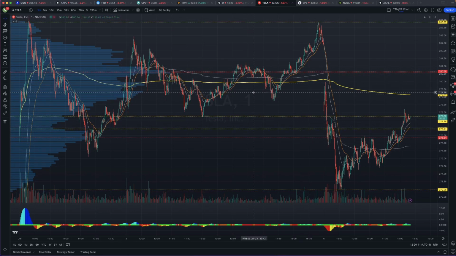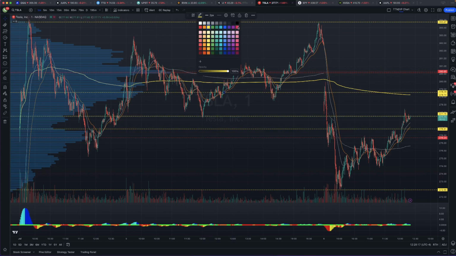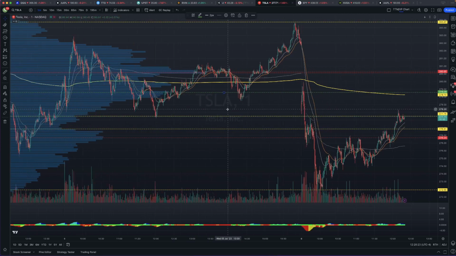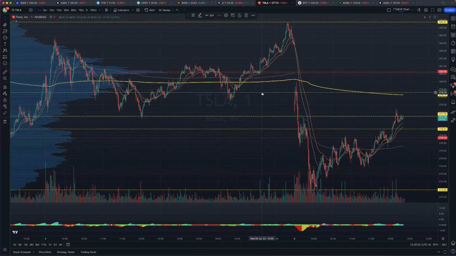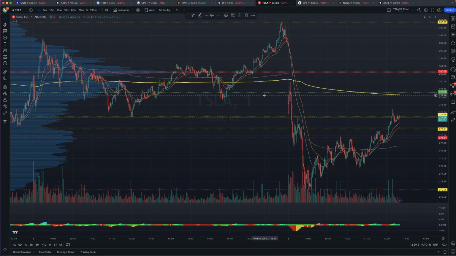I'll put a pink. Let's make it pink. Why not? No, it's too close to the red. Let's make it green. Okay. This level here, I think we'll see our first sort of resistance there. Why?